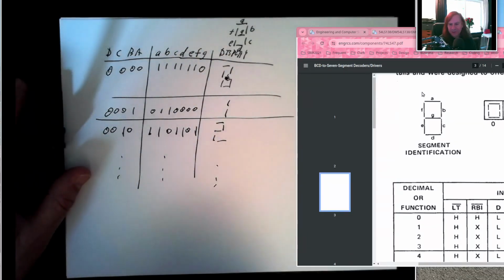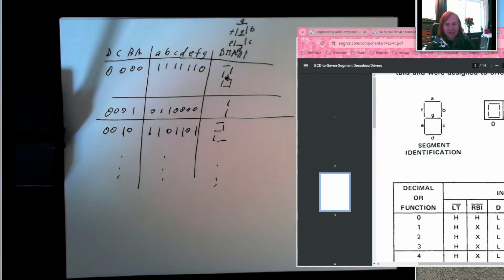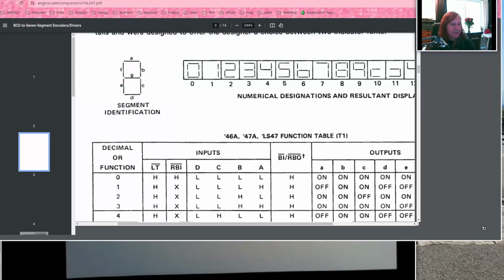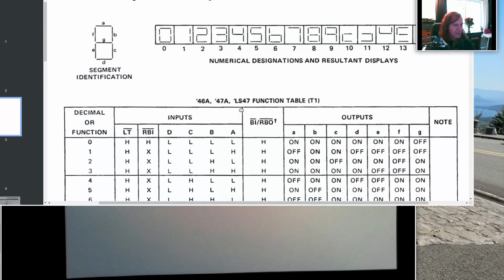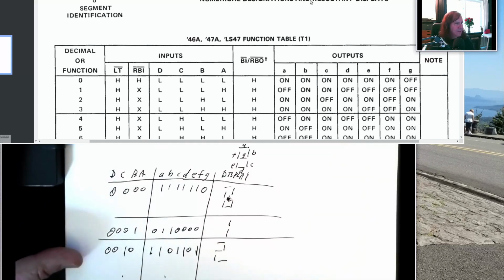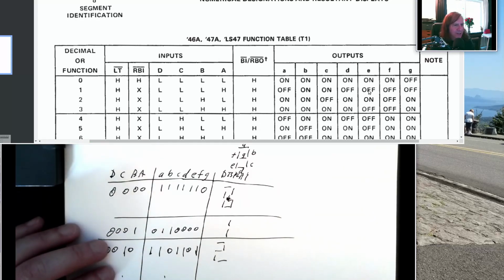Big truth table, 7 circuits, 7 K-maps, 7 sums of products, a lot of work. Guess what? There's a chip that does that for us. That's the 74LS47. And you can see the truth table for this chip right here is telling us, for example, if our inputs are all low, then we want all of our outputs to be high except for G. So they're using on for 1 and off for 0. So that's that first row.